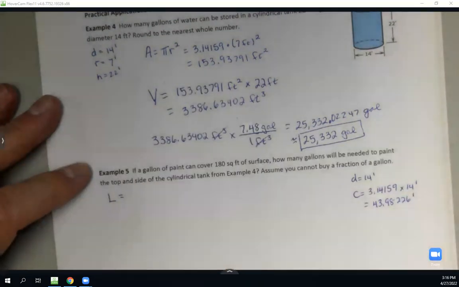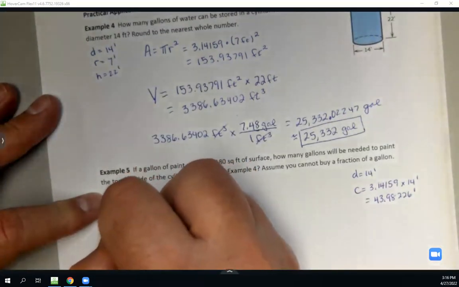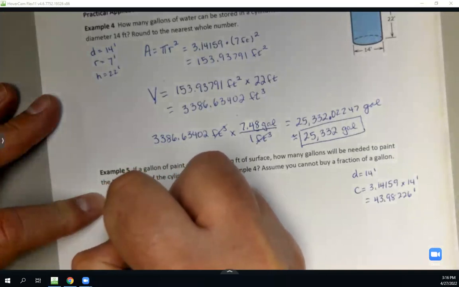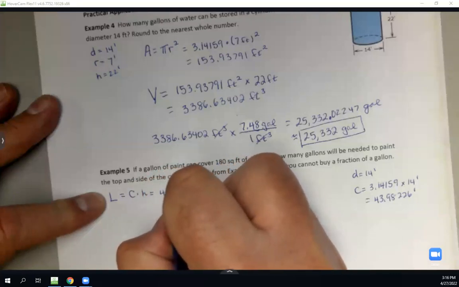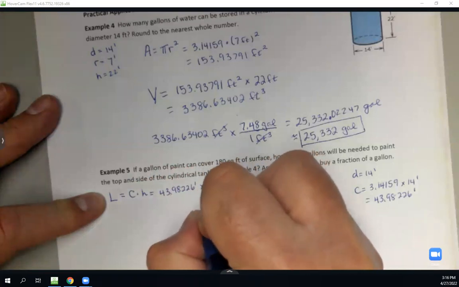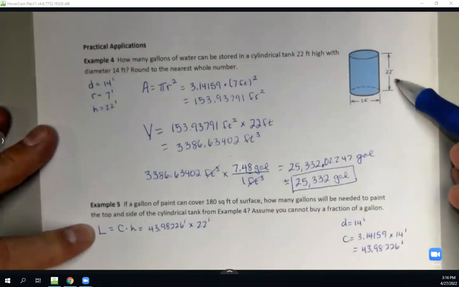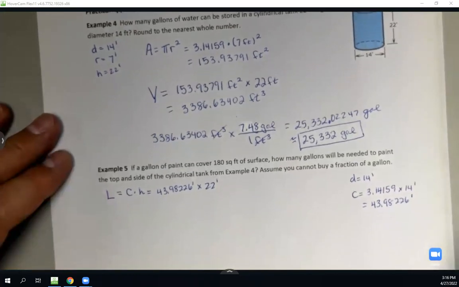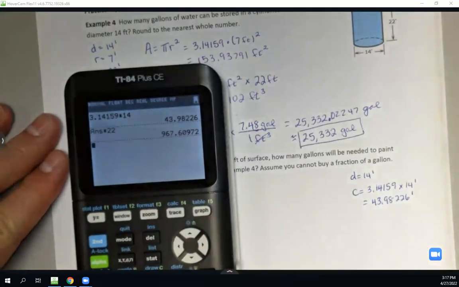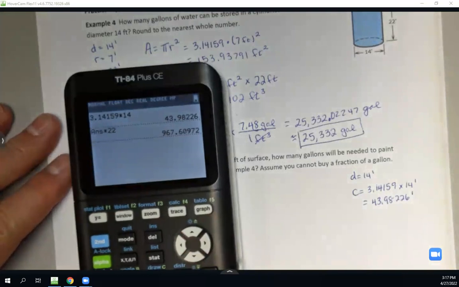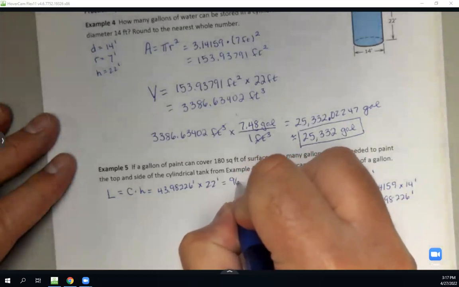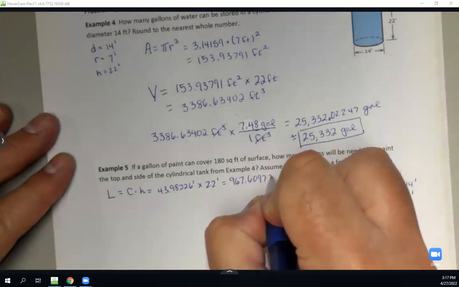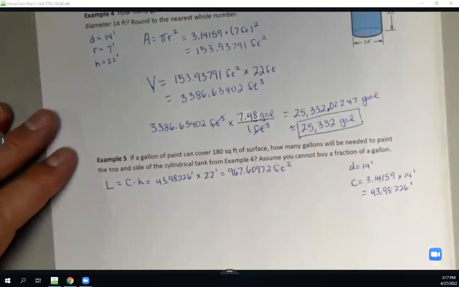Okay. So the lateral surface area is going to be the circumference times the height, right? So that's going to be 43.98226 feet times 22 feet, which is the height of the cylinder. So that's 967.60972 square feet. Is that okay?